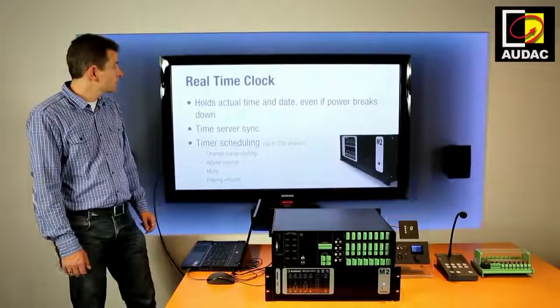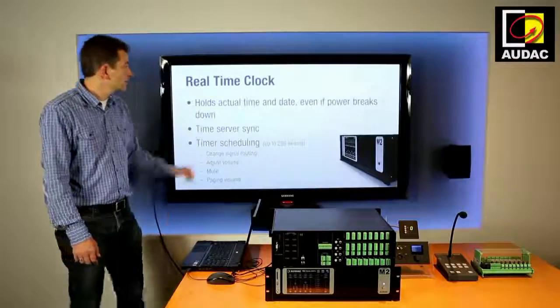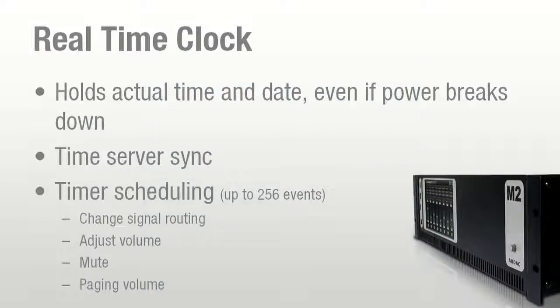The real-time clock is used for events. It holds time and date even if the power breaks down. You can synchronize it with an internet time server. And like I said, we use it for events and you can schedule up to 256 events. You can change signal routing, adjust volume, mute or unmute, and adjust the paging volume.